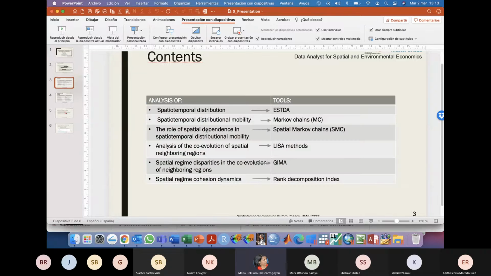Well, hence, you will learn some specific tools. This session, or the total sessions that I will give you, are centered on the tools. There are some tools to analyze spatiotemporal distributional mobility of panel data: the ESDA, the Markov chains, spatial Markov chains, the LISA method, GIMA, and the rank decomposition index.